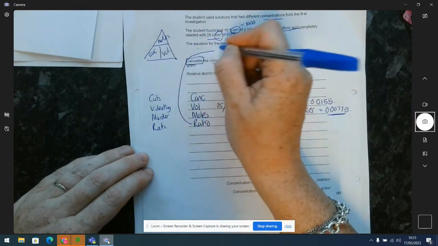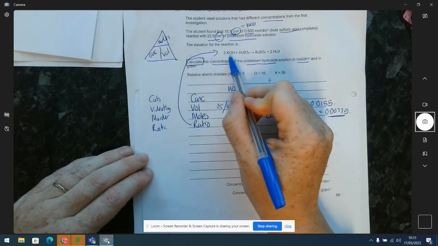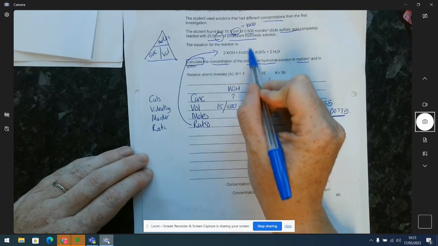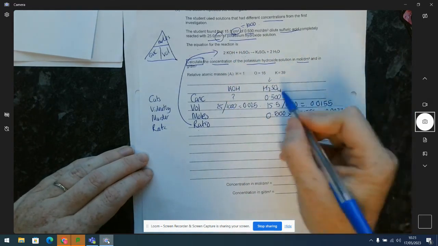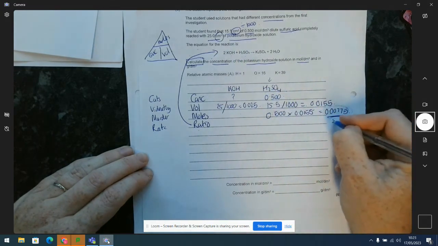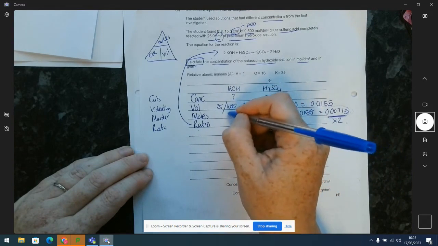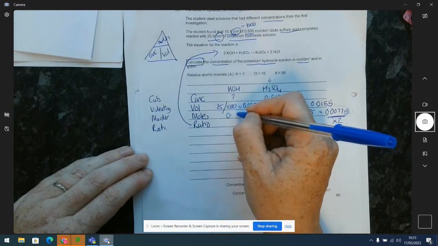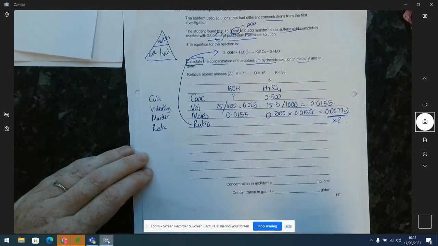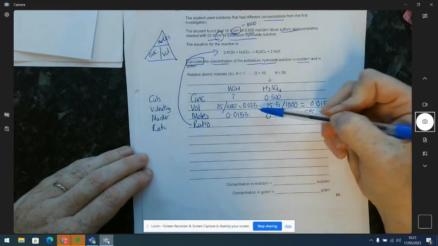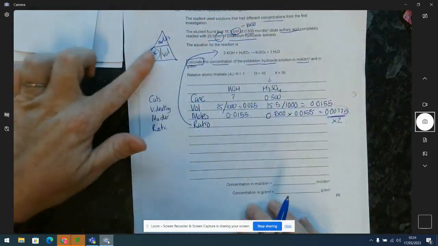To work out the ratio, I have to use the original equation. So I can see that there's 2 potassium hydroxides for every 1 sulfuric acid. So if that's the moles for sulfuric acid, I'd have to times that by 2 in order to work out the moles for potassium hydroxide, which times it by 2 gives you 0.0155. So now I've got my moles and I've got my volume.